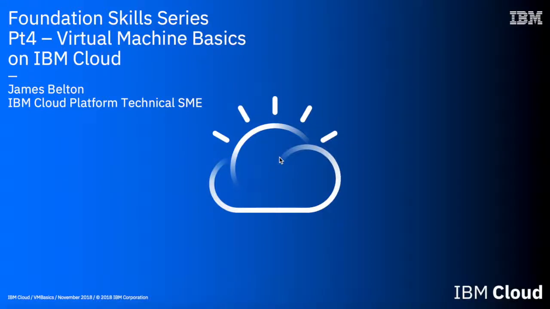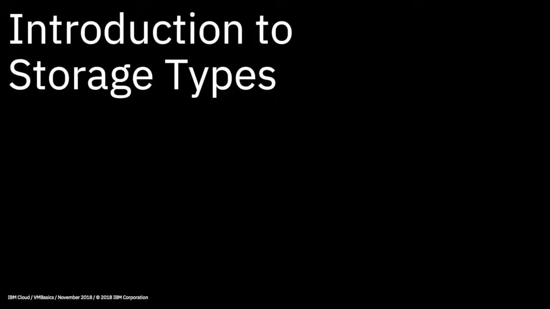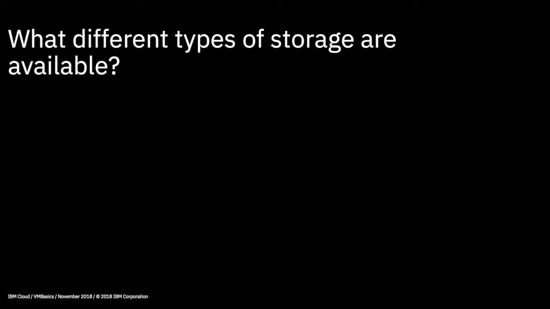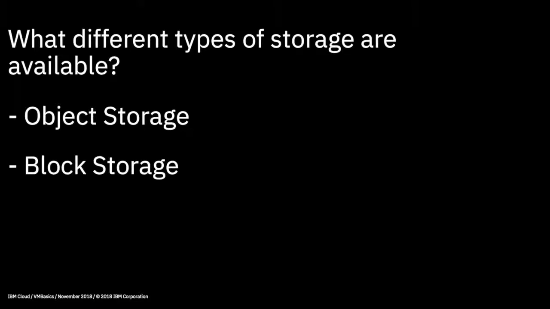Hi there and welcome to this IBM Cloud Foundation Skills Series video, and in this particular video I'm going to give you an introduction to storage types. Okay, now there are three different types of storage that are available within the IBM Cloud. The first one is object storage, then we've got block storage, and finally we have file storage.